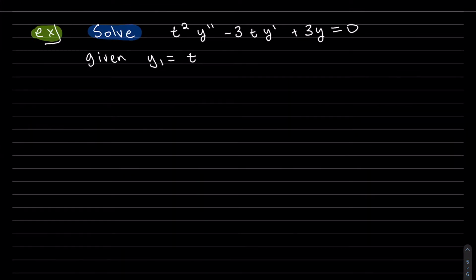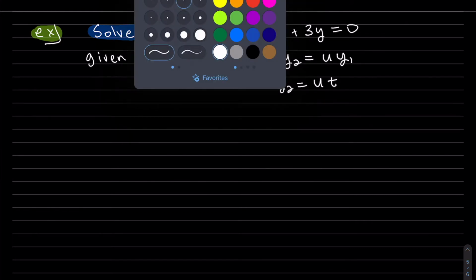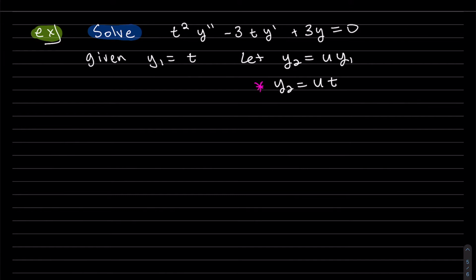So we're going to solve the second order dE, but this one's in terms of t, not x. So let's be careful. So the first solution is given. y1 equals t. So we're going to let y2 equal to u y1. y2 is equal to ut, right? So that's my first one that I'll need to plug in to the dE.